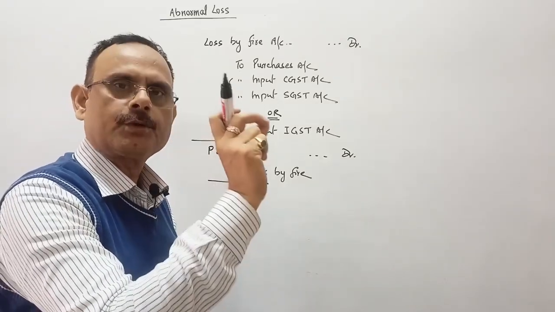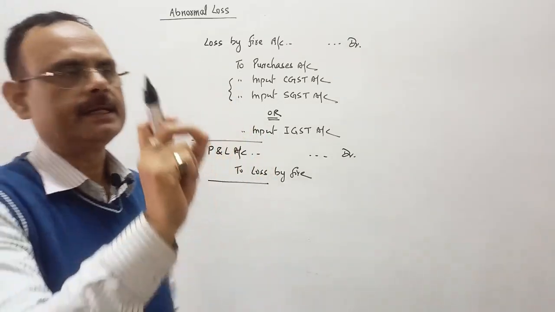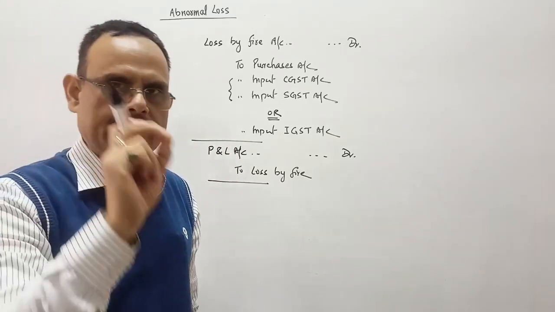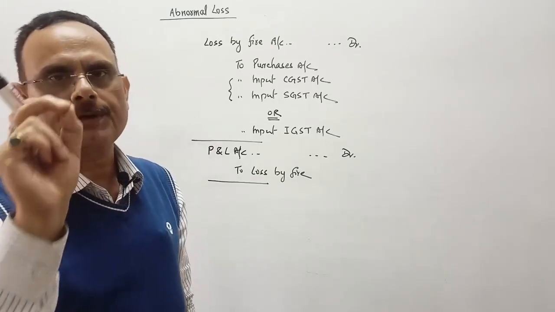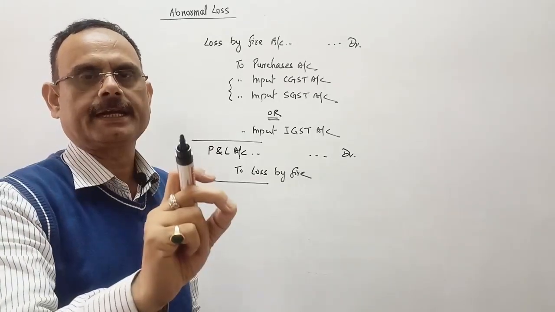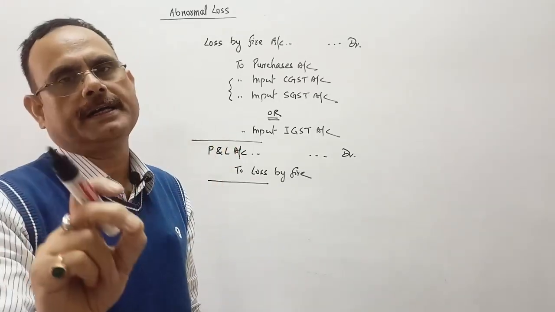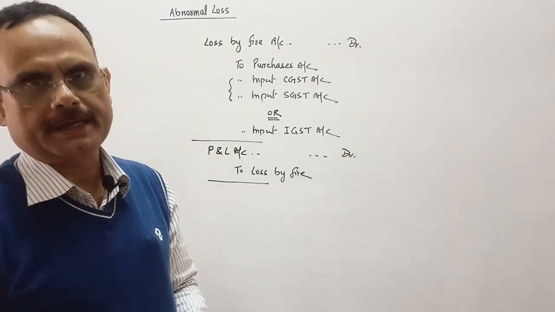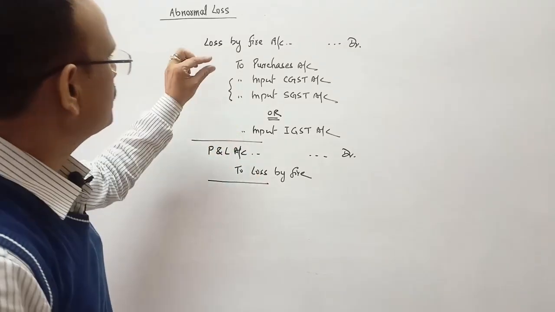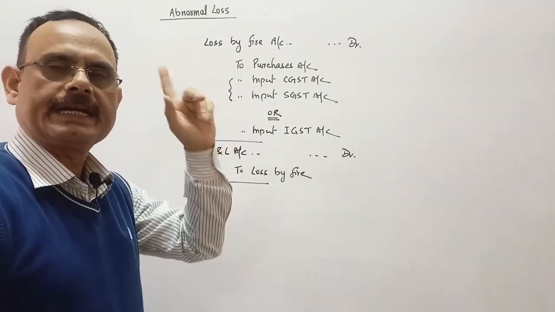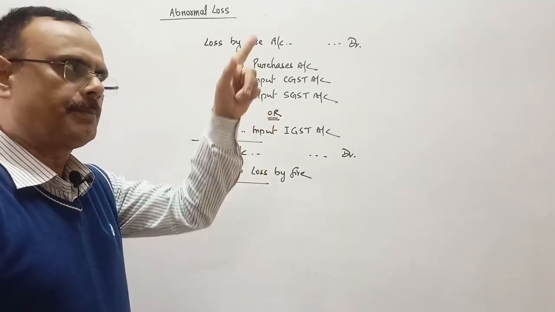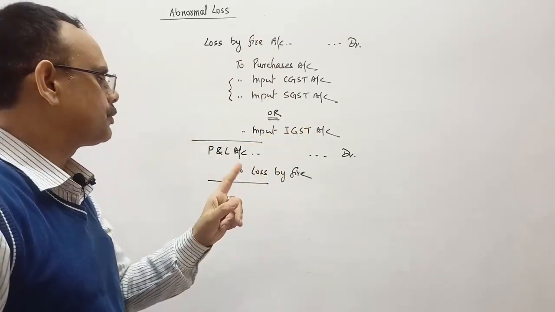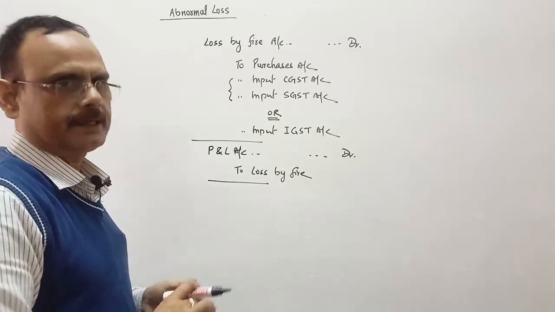One in trading account debit side, this will be deducted from purchase, and second treatment will be in the profit and loss account debit side to loss by fire. Is it clear? To loss by fire. So this will be done in two places, trading account debit side, from purchase this will be deducted, and profit and loss account debit side you write to loss by fire.